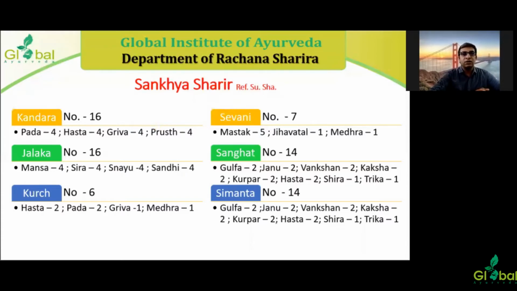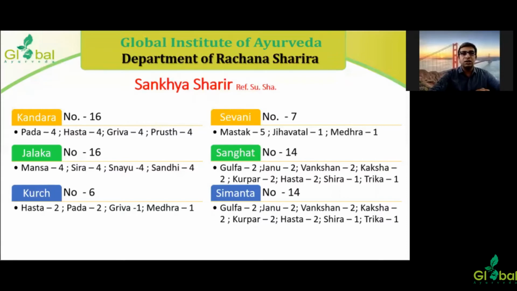Among them, 5 in mastaka, that is the suture bone, the sutures of the skull, 1 in the base of the tongue, that is jihvatala, the lingual frenulum, and 1 in the median raphe situated between the scrotum and perineal region.